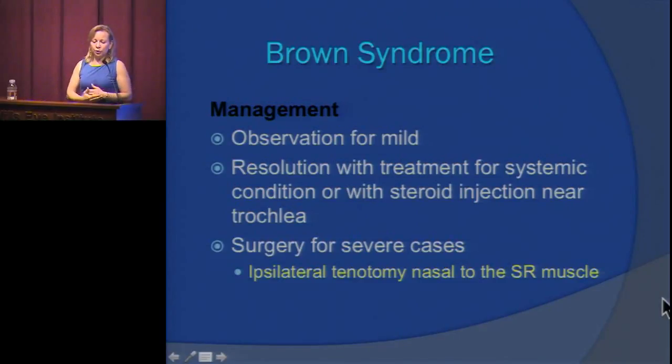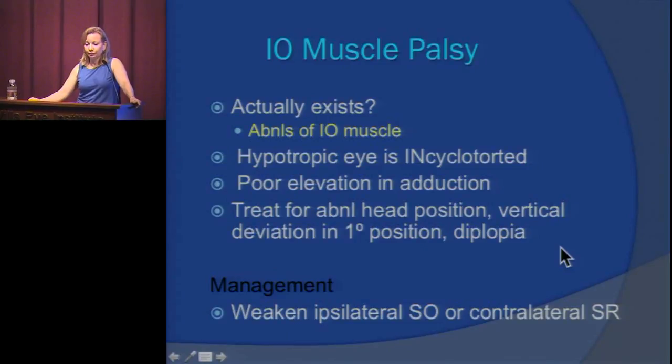So surgery for severe cases, you'll want to consider ipsilateral tenotomy, nasal to the superior rectus muscle. So basically just going through and clipping that superior oblique tendon. You can also do tendon expansion with a silicone rod, or as we talked about, the non-absorbable sutures. That's frequently done as well.